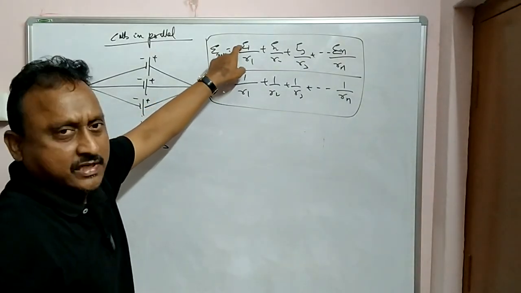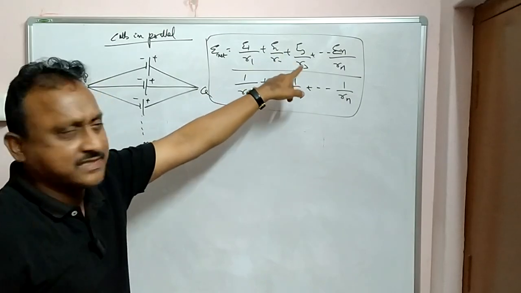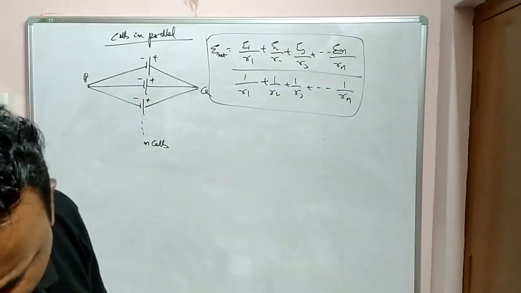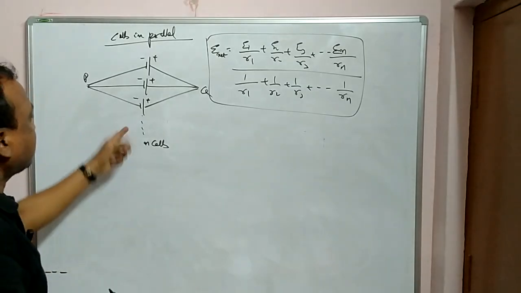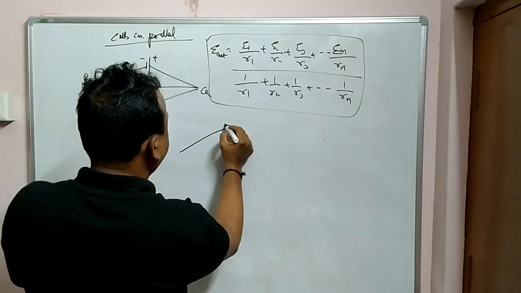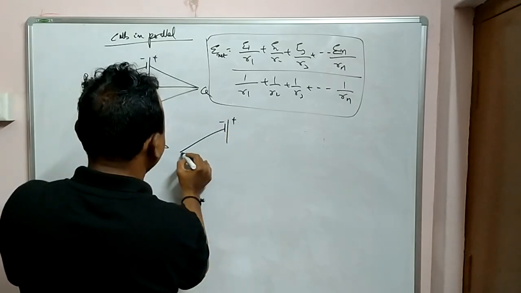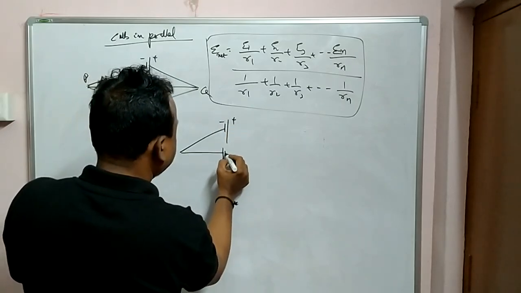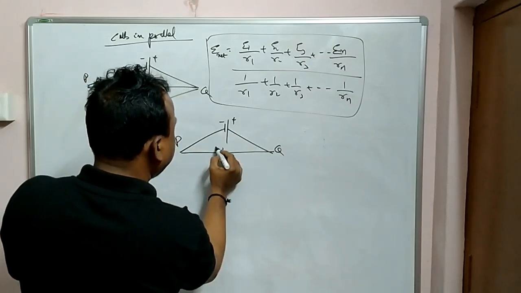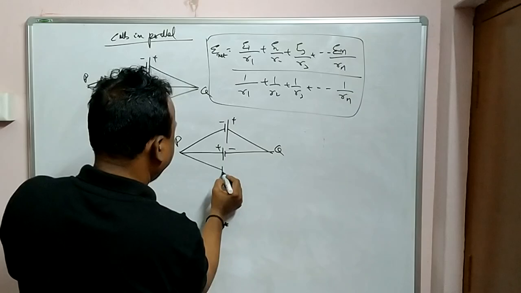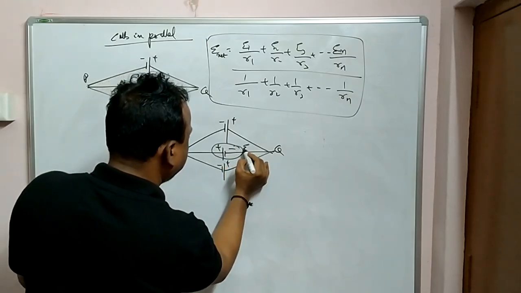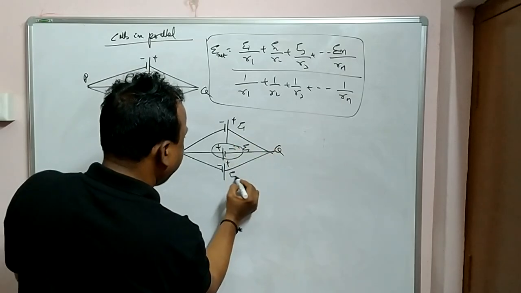E net is equal to E1 by R1 plus E2 by R2 plus E3 by R3, dot dot, En by Rn, divided by 1 by R1 plus 1 by R2 plus 1 by R3 so on and so forth. Suppose the polarity changes here. Suppose, instead of the normal case, minus and plus has come like this. See PQ here is plus minus, and the remaining are minus plus as usual. Now you can see this one polarity is changed, E2. E1 and E3 are the normal way.